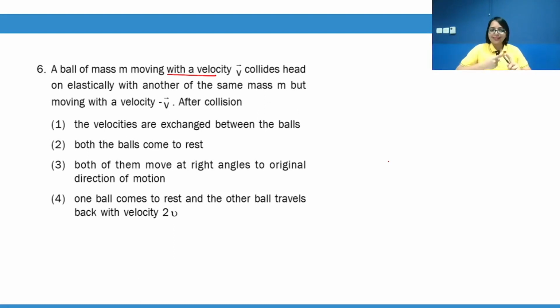So again, elastic collision, identical balls. So what will happen? They'll exchange their velocities. So correct answer is option 1.